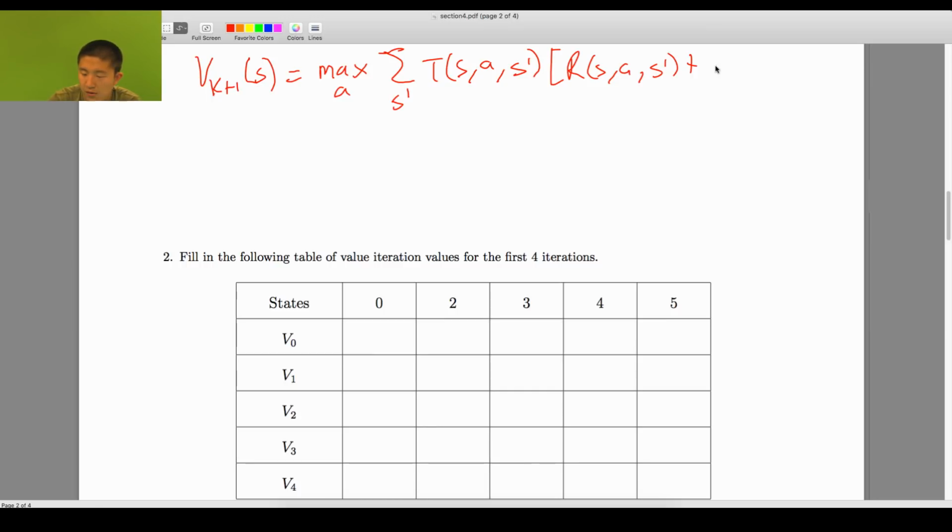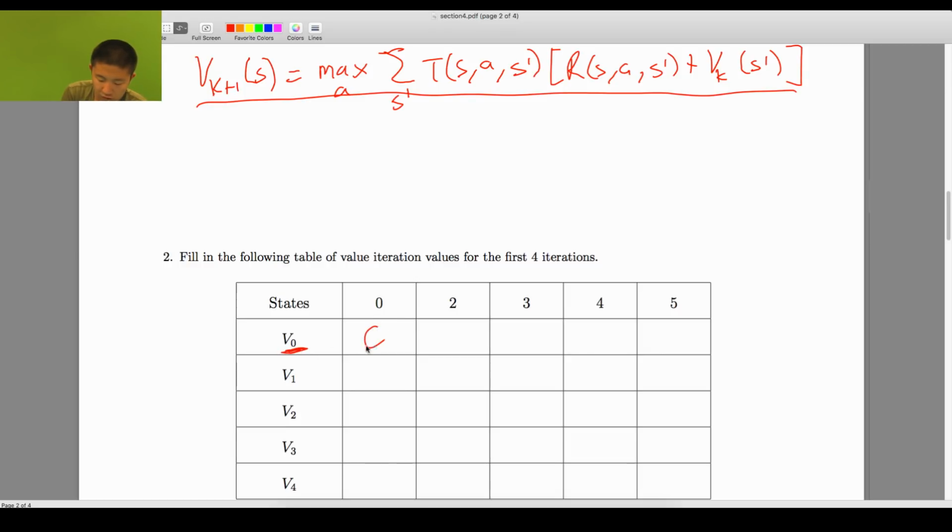And in this case, gamma is equal to 1, so we don't have to worry about that. Vk of S prime. So we want to apply this algorithm over and over again for every cell of this graph, or this table. And when we start out, V0, we always initialize all of our values to 0. And to calculate V1, we apply the above formula.